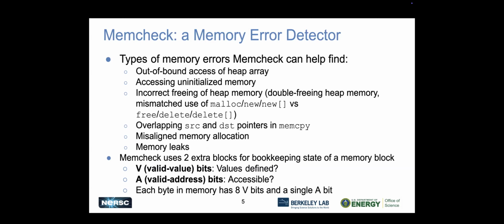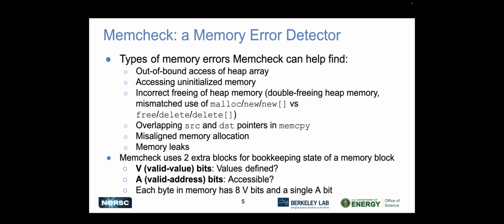So Memcheck, as I said, is mainly to detect memory errors. These are the types of errors that you can detect: out of bounds access of a heap array, accessing uninitialized memory, incorrect freeing of heap memory, like double freeing heap memory or using the wrong command for freeing memory, or you can detect whether the source and destination pointers are overlapping in the memcpy command, or detect misaligned memory allocation. Also, you can detect memory leaks.